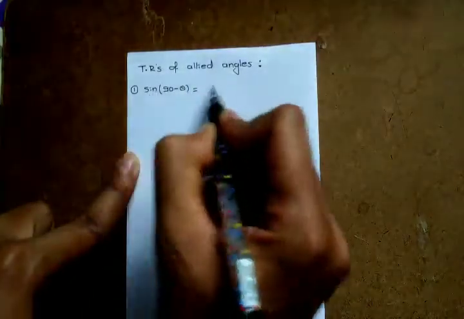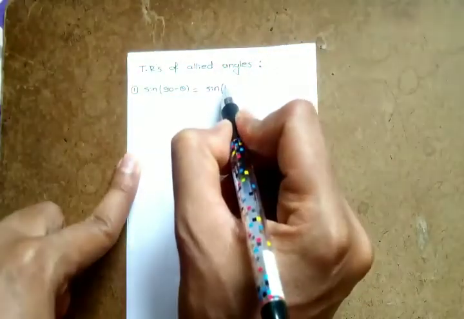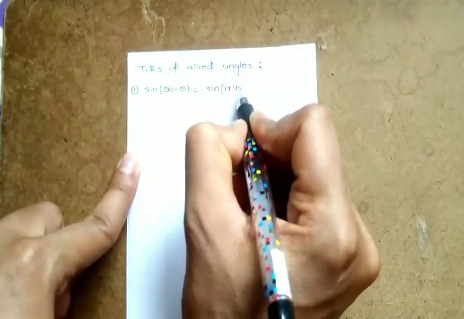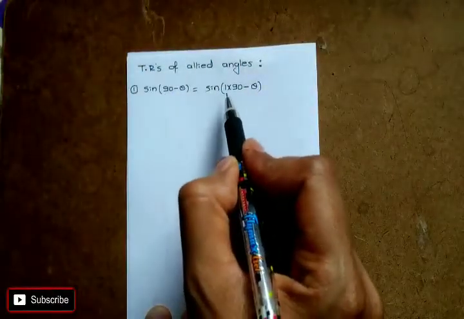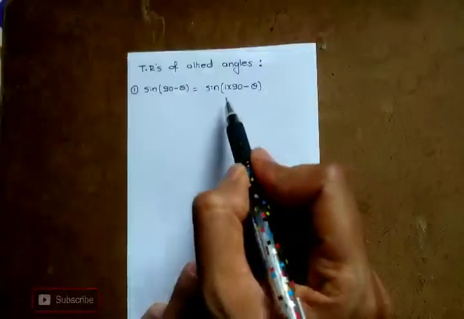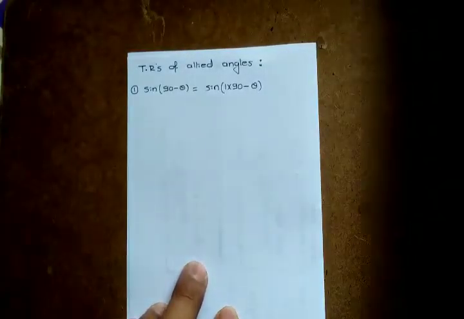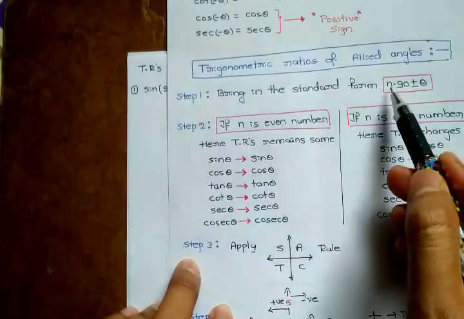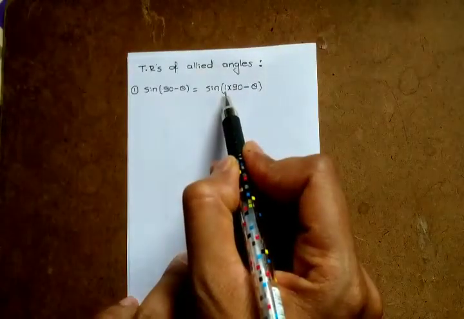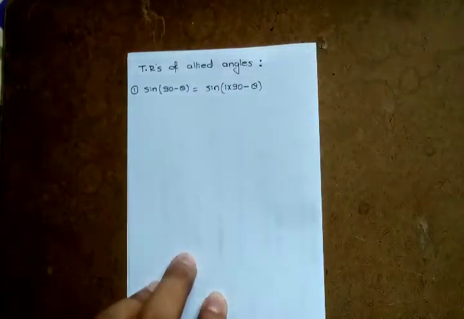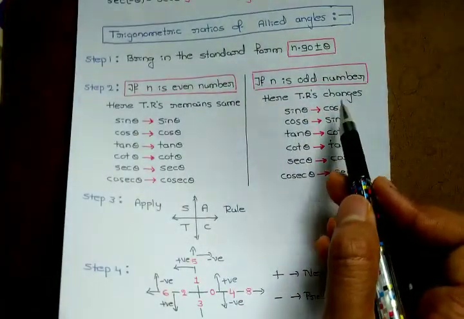So sine 90 minus theta is equal to sine, I keep it as it is. This 90 can be written as 1 into 90 minus theta. Now it is in the standard form, n into 90 minus theta. Next, in the second step, you have to see whether n is an even or odd number. You can see here n is an odd number. If n is an odd number, then the trigonometric ratios are going to change.